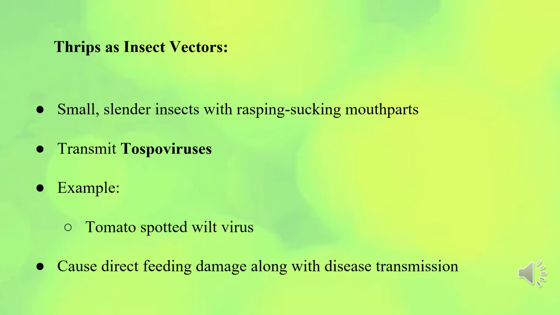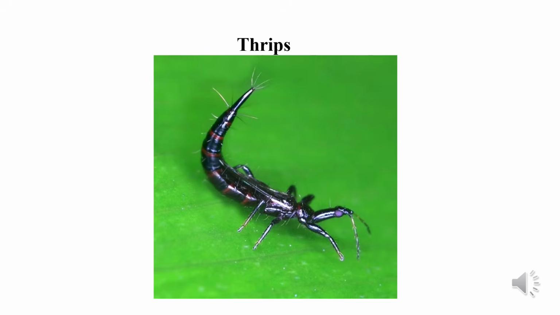Thrips are small, slender insects with rasping, sucking mouthparts. They transmit tospoviruses. Example, tomato spotted wilt virus. They cause direct feeding damage along with disease transmission. This is the picture of thrips.